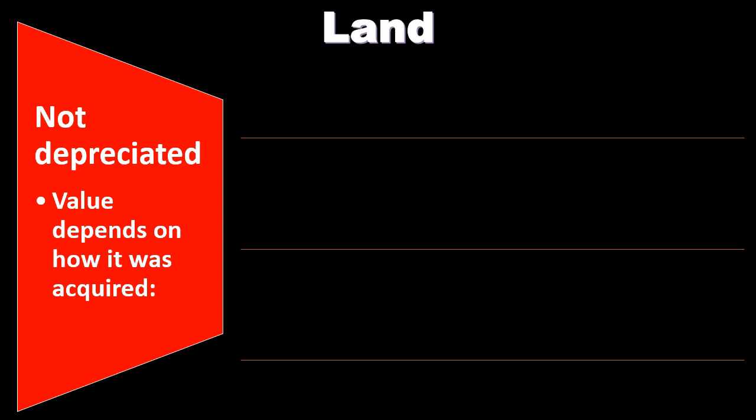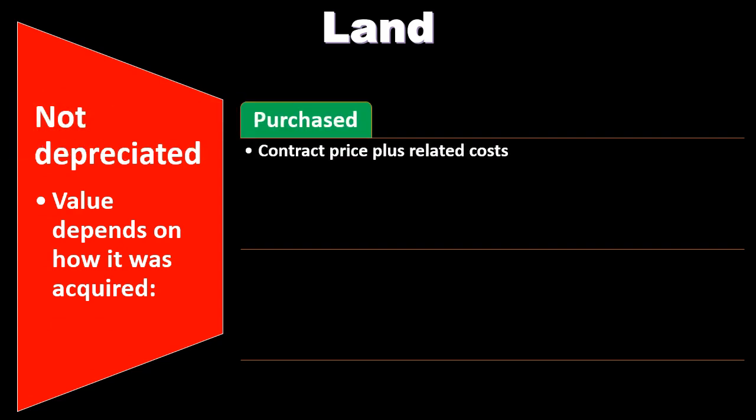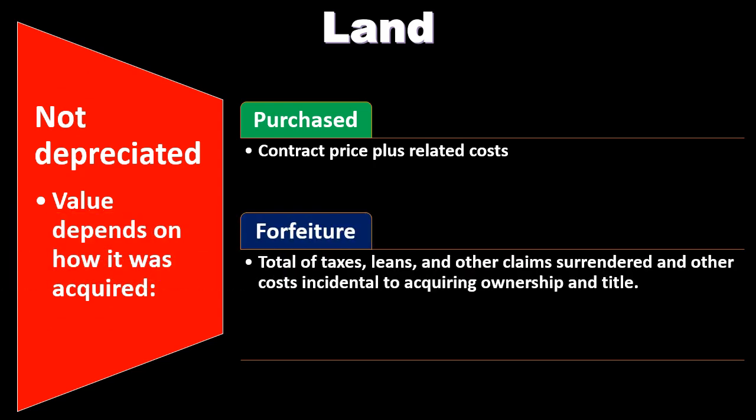So the valuation will depend on how it was acquired. If it was purchased, we're going to take the contract price plus any related costs. That would be similar to a for-profit type of organization. We can use the market then because the assumption is that we purchased it at the market price. Well, what about the case of a forfeiture?